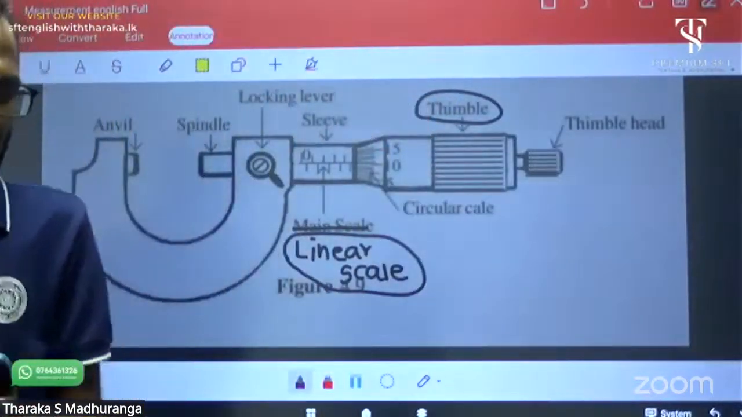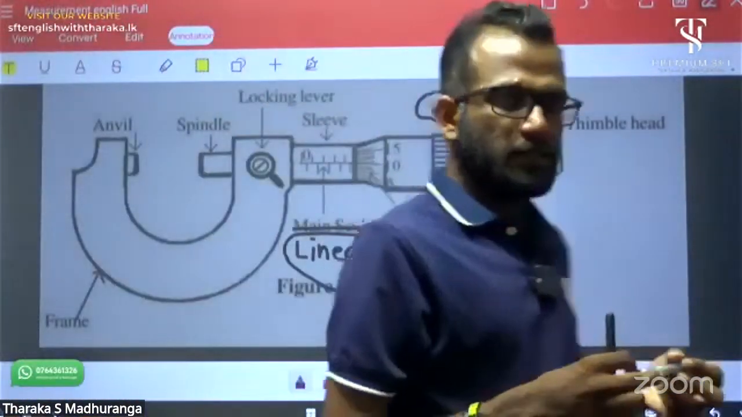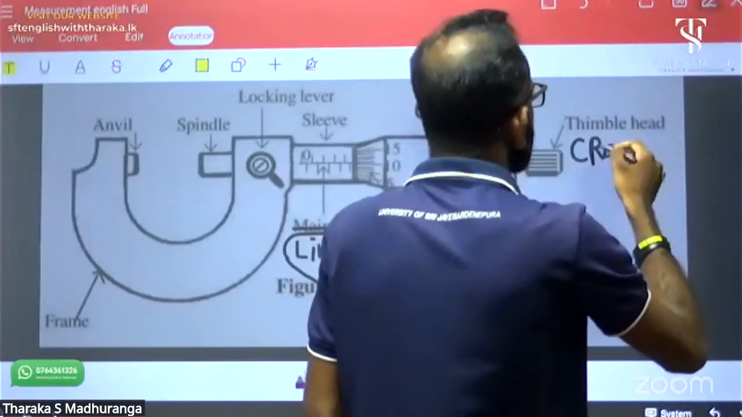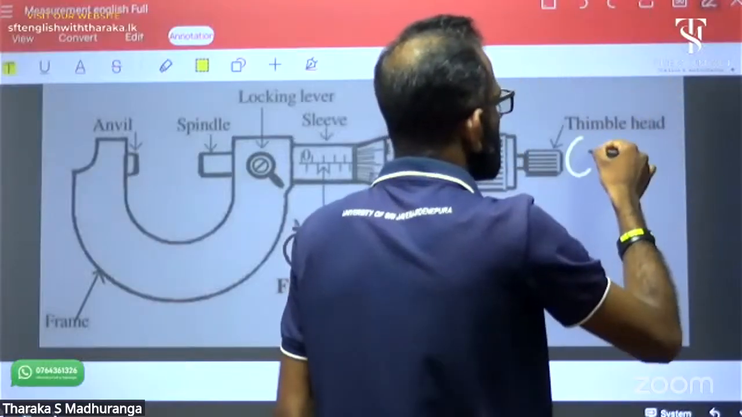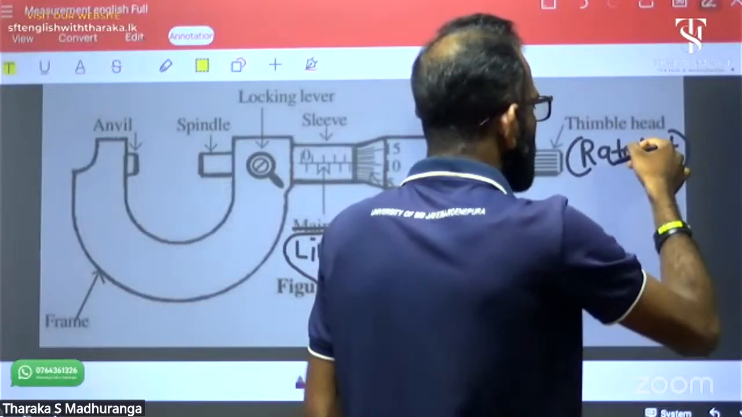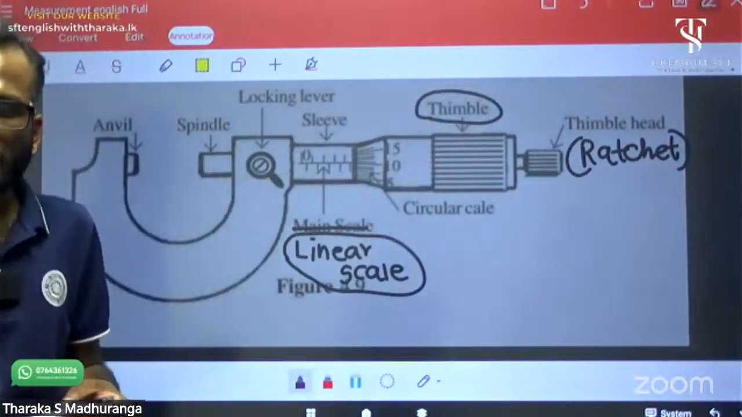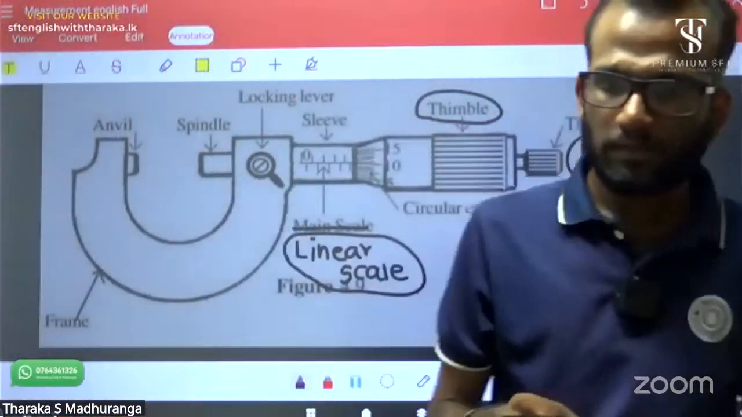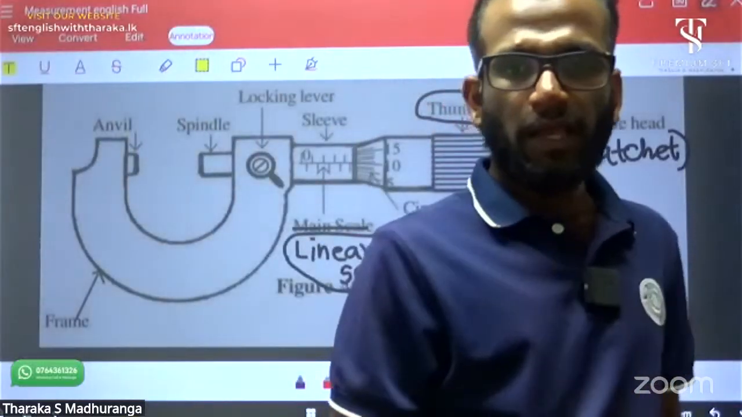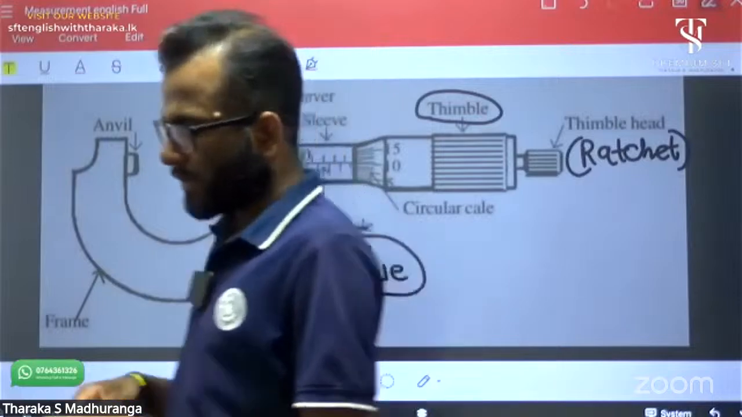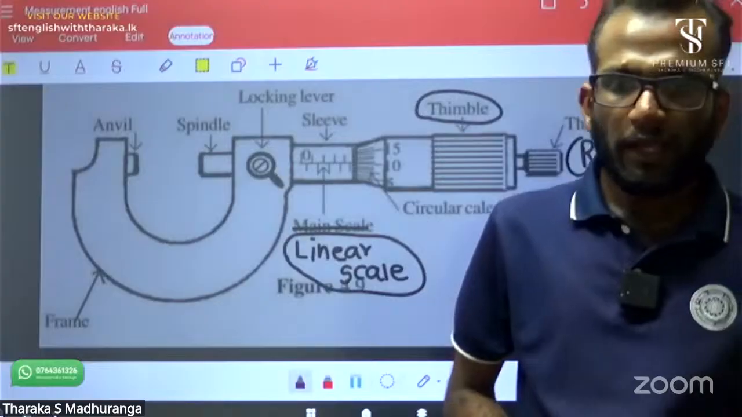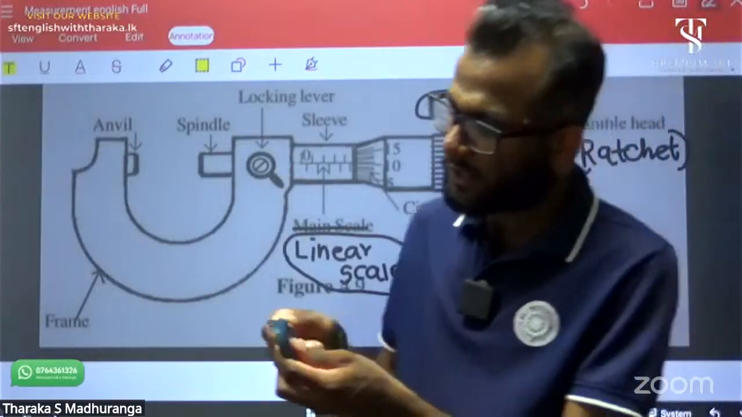And the final part is the thimble head or ratchet. Both are correct: thimble head or ratchet. Then we have more parts to go.